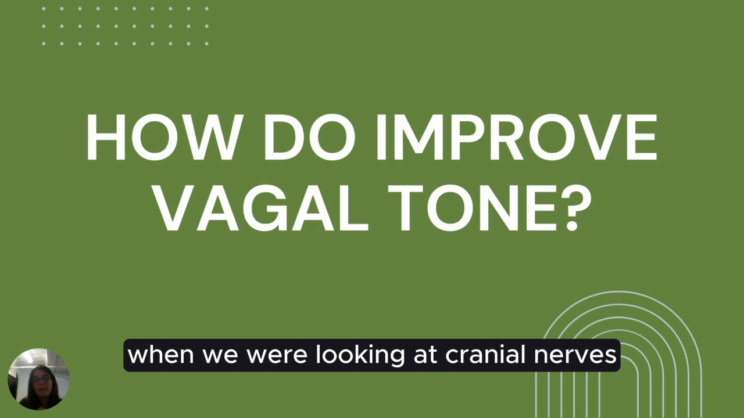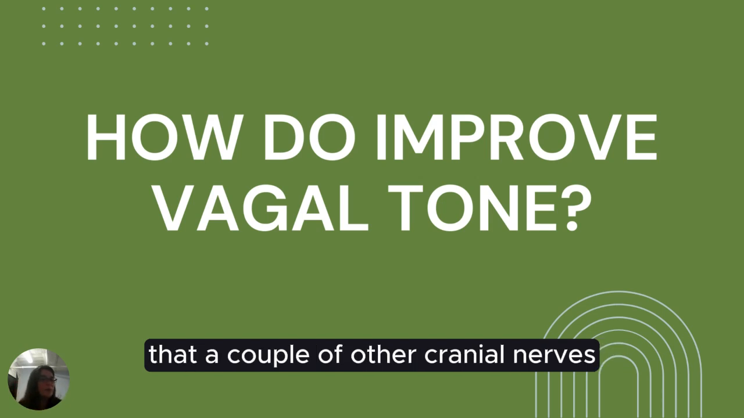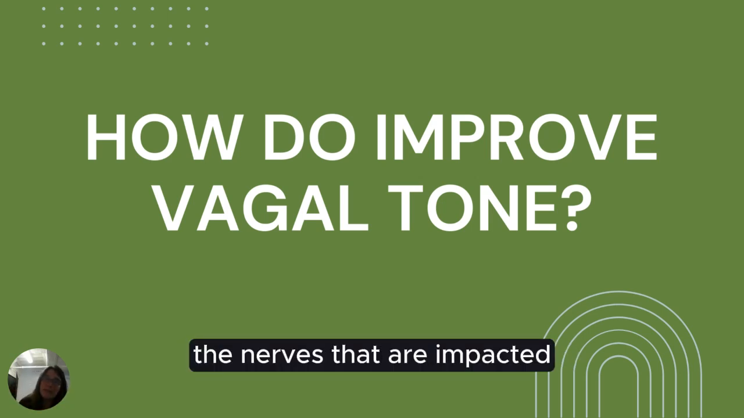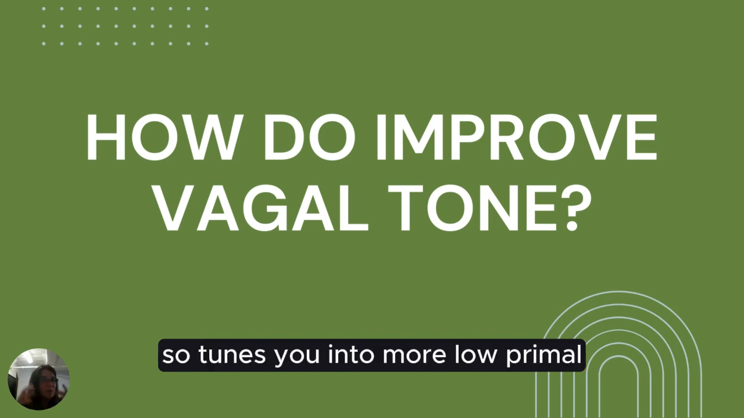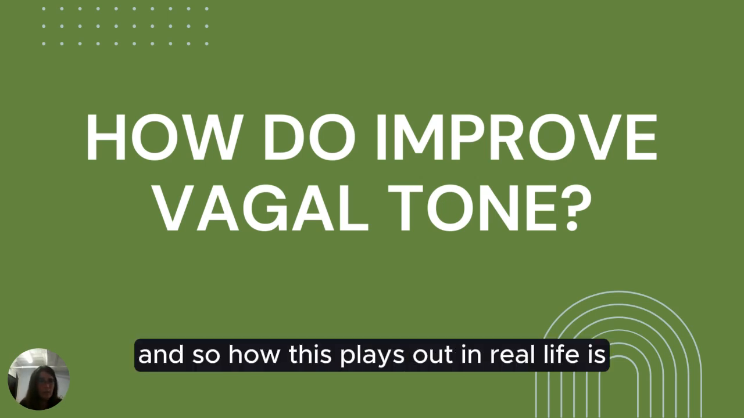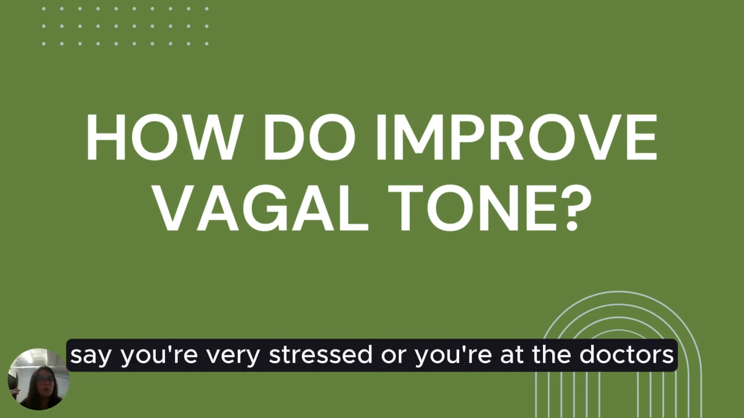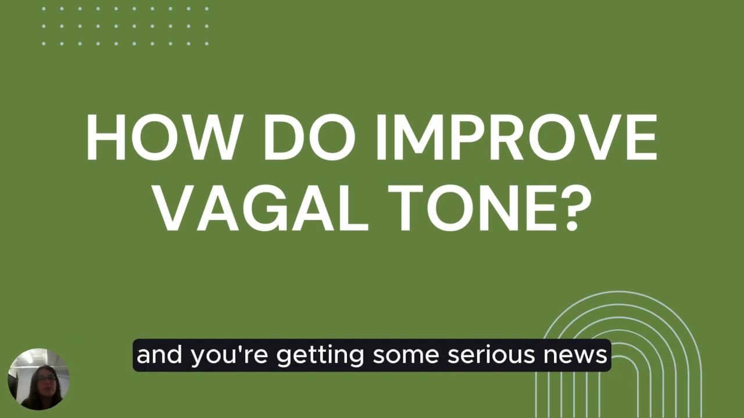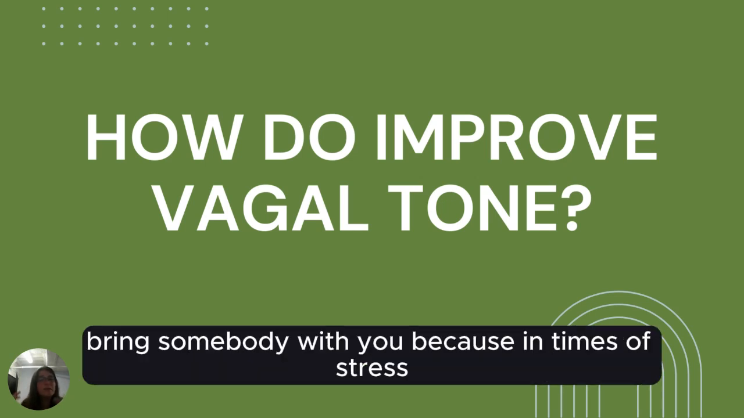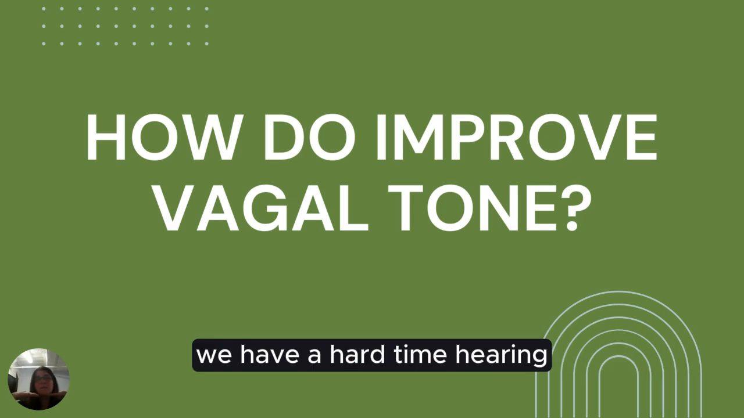I mentioned before, when we were looking at cranial nerves, that when vagal tone is low, which happens as a result of stress, it impacts a couple of other cranial nerves as well. During times of stress, the nerves that are impacted affect your hearing. It tunes you into more low, primal predator tones. How this plays out in real life is, say you're very stressed or you're at the doctor and you're getting some serious news. This is why they always tell you to bring a second set of ears, bring somebody with you, because in times of stress, we have a hard time hearing that tone of human voice.